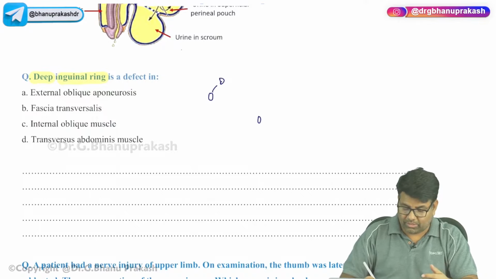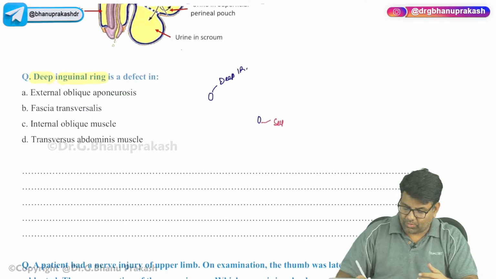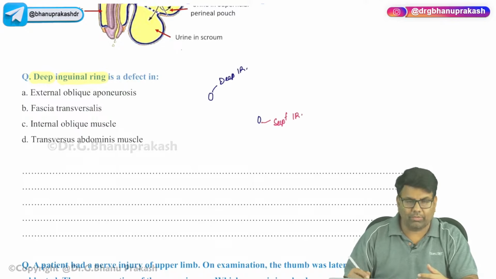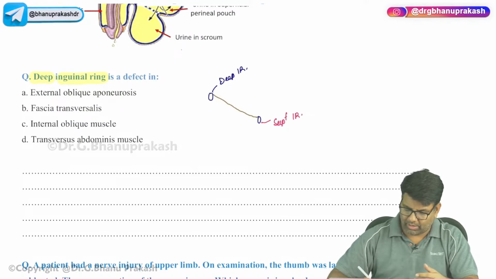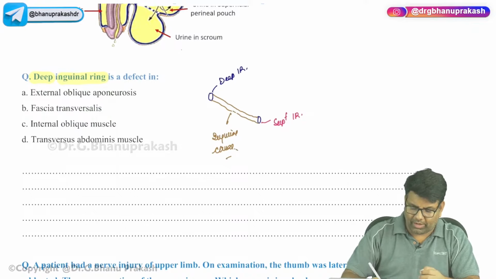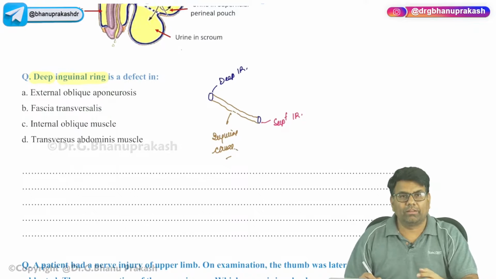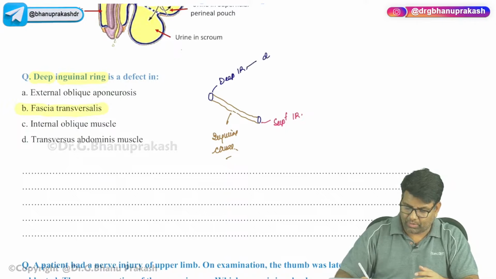The inner one is the deep inguinal ring, and the outer one is the superficial, and in between the two we have the inguinal canal. Now, the deep inguinal ring is a defect in the fascia transversalis.